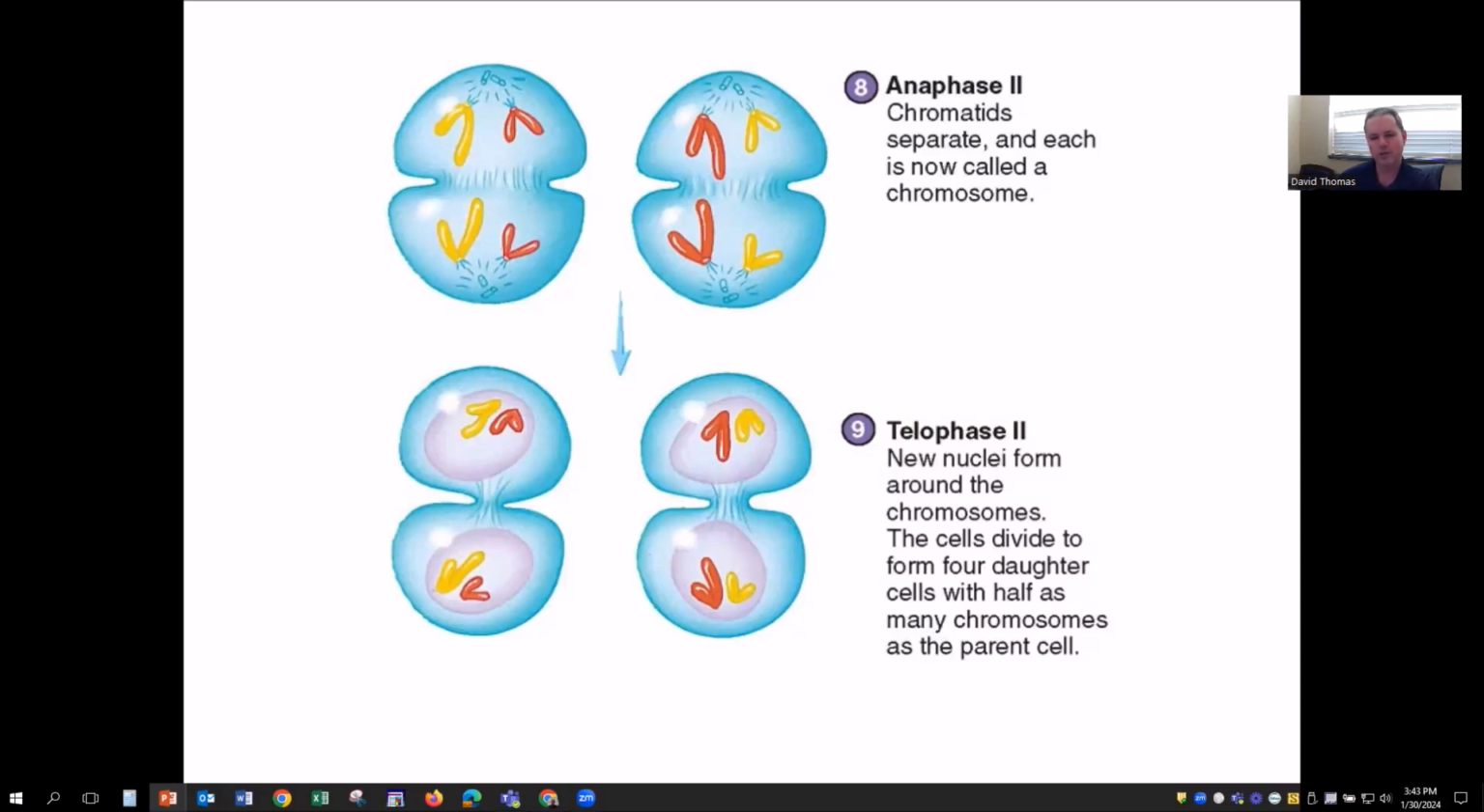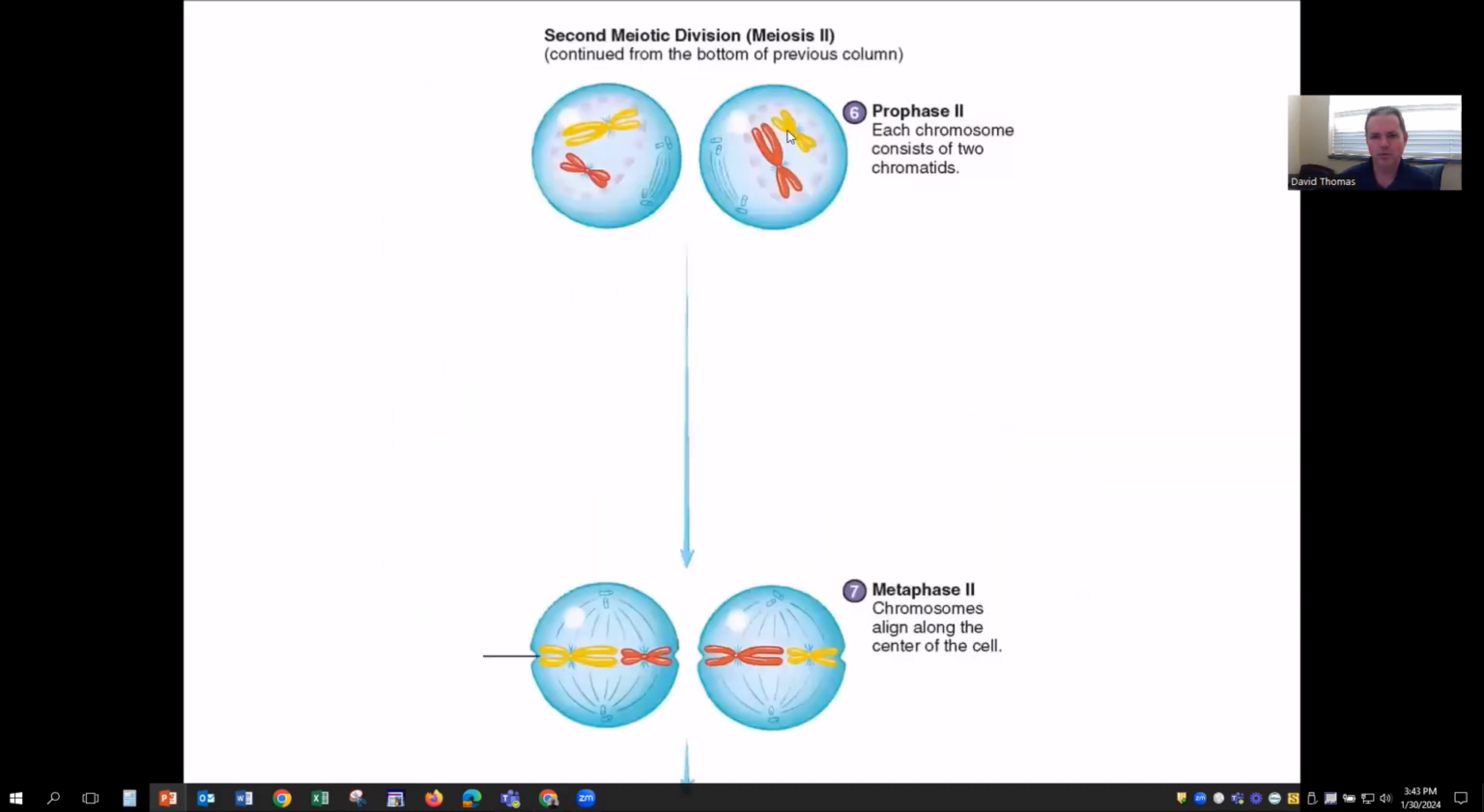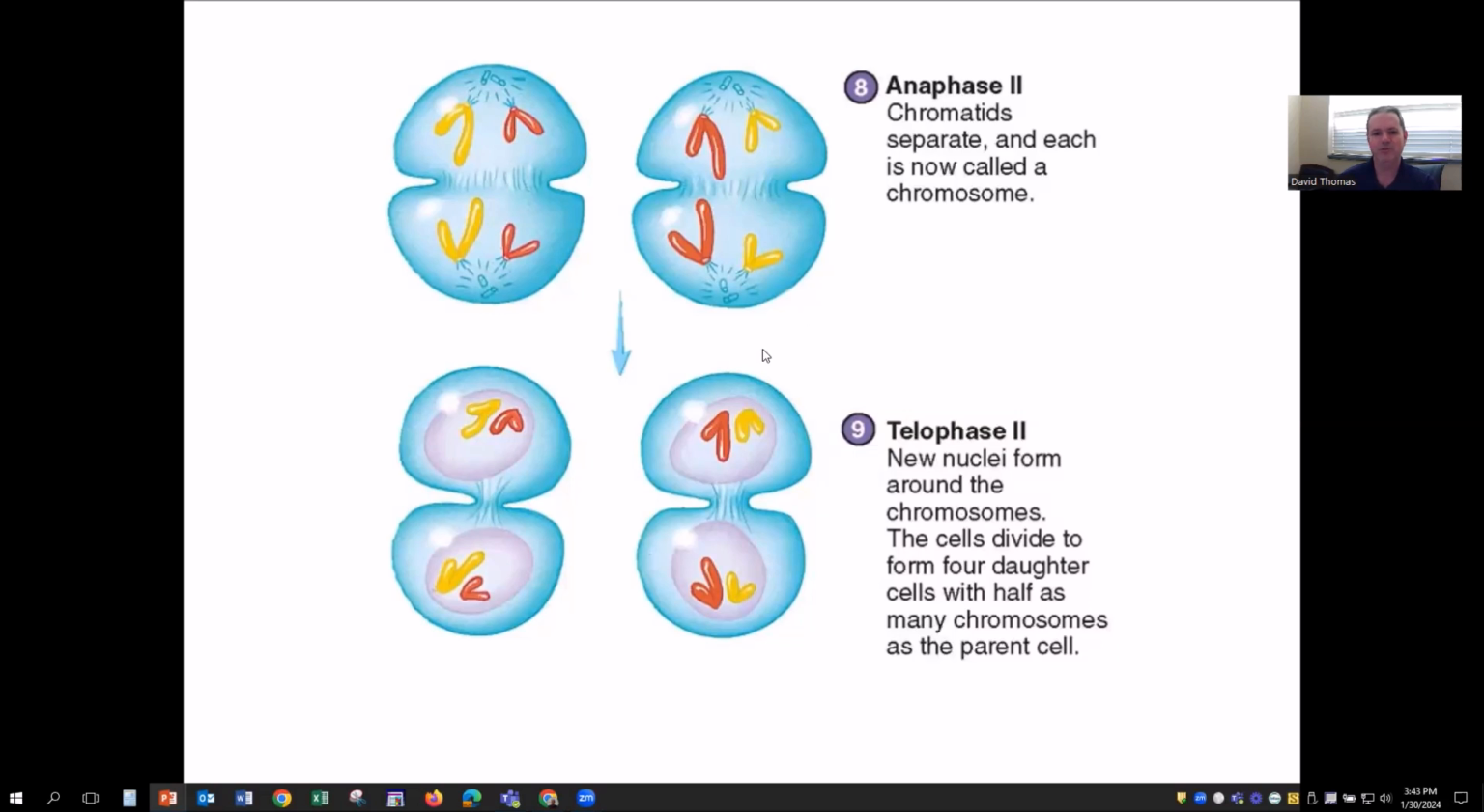This is what's called non-reductional cell division. In other words, I didn't reduce the chromosome number again. I reduced the DNA content, but I didn't reduce the number of chromosomes again. In other words, in this cell, we started out with 2 chromosomes in prophase 2. We went to metaphase 2, we went to anaphase 2, now we're in telophase 2, and I still have 2 chromosomes for each cell.